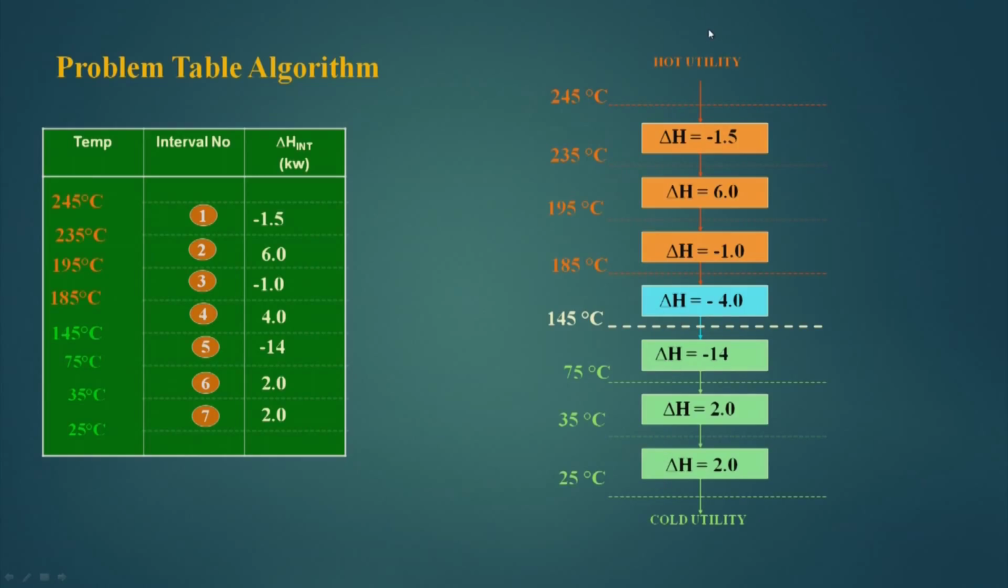Now, whatever heat will come from top will be a hot utility, and whatever heat will cross this 25 degree centigrade temperature level will be a cold utility requirement. So, our job is to now find out what will be the hot utility requirement and what will be the cold utility requirement for this purpose.